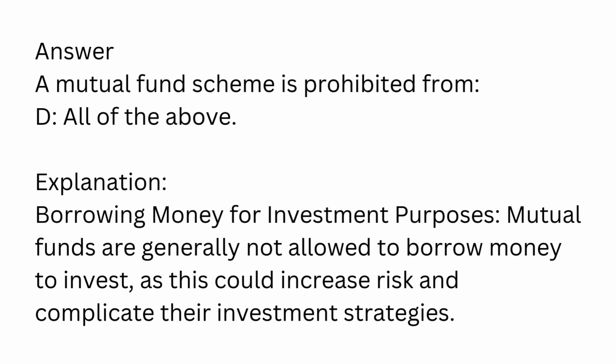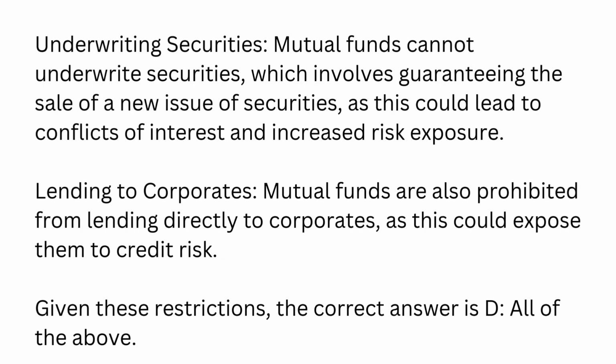Borrowing money for investment purposes. Mutual funds are generally not allowed to borrow money to invest, as this could increase risk and complicate their investment strategies. Underwriting securities. Mutual funds cannot underwrite securities, which involves guaranteeing the sale of a new issue of securities, as this could lead to conflicts of interest and increased risk exposure. Lending to corporates. Mutual funds are also prohibited from lending directly to corporates, as this could expose them to credit risk. Given these restrictions, the correct answer is D, all of the above.